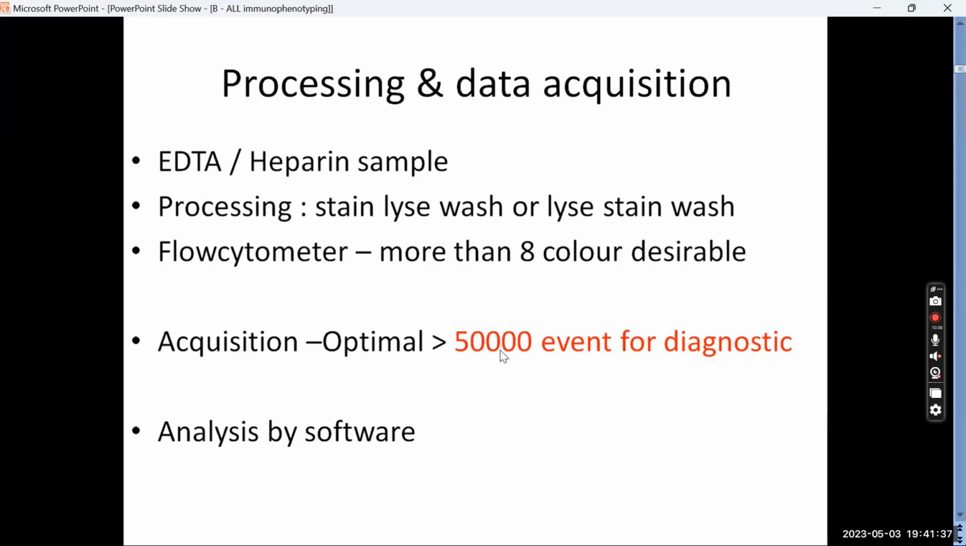During MRD, that is after treatment, the blast percentage may fall very low. At that time, 50,000 and 1 lakh will not be sufficient to find that low number of blast. So you need to acquire larger number of events, around like 1.5 million events, which is 15 lakhs. And analysis, you can do it by software. So we use different software. I use Kaluza software. Some people use FACSDiva. So we have softwares which are available for analyzing the data.